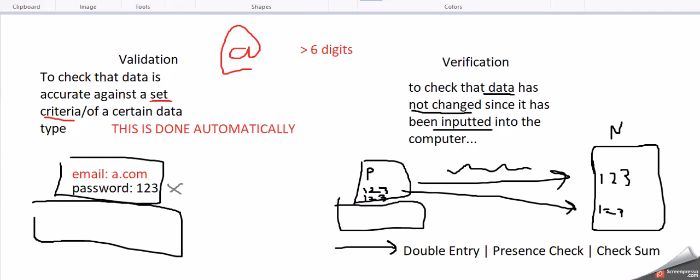And examples would be range check, presence check, type check, format check, check digit, and length check.